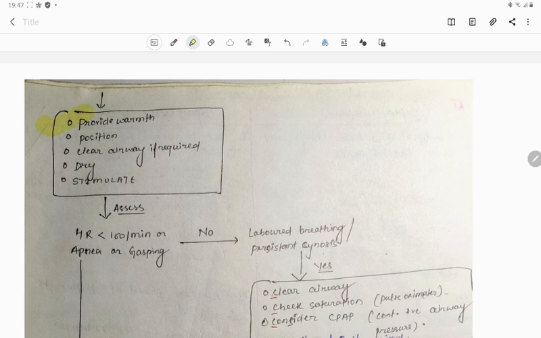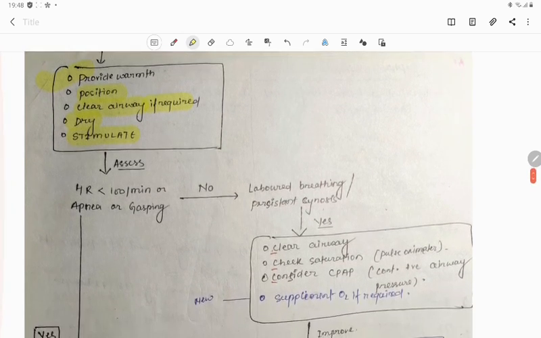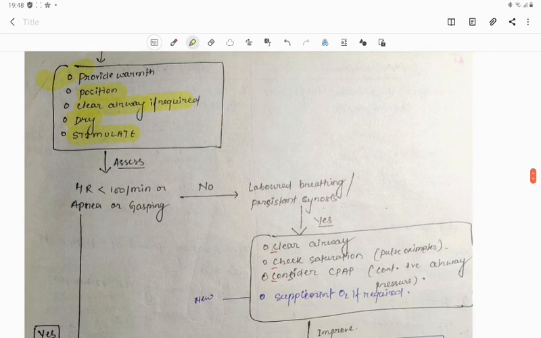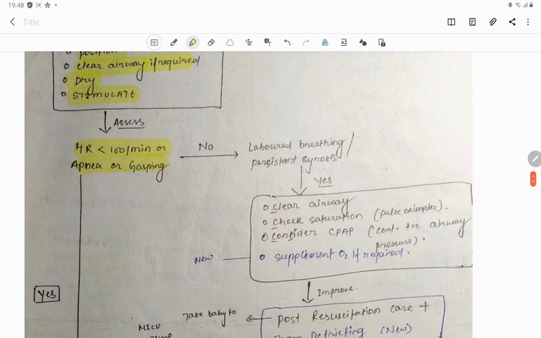evaluation part of this. We provide warmth to the baby. We give a proper position to the baby such that the neck is put in a slightly extended position so that the airways are cleared, and then we clear the airway if required, and then we dry the baby and we stimulate the baby by tapping on the foot and on the back of the baby. We do it very gently, and then we assess the heart rate, right?